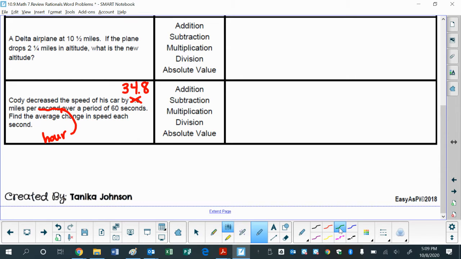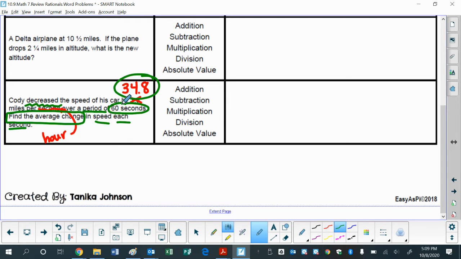Now I go back and I mark that text up. For instance, what's the question? We box in that question. Find the average change in speed each second. Now that's important. Secondly, that word decreased, obviously that's important. 34.8 miles per hour, period of 60 seconds.